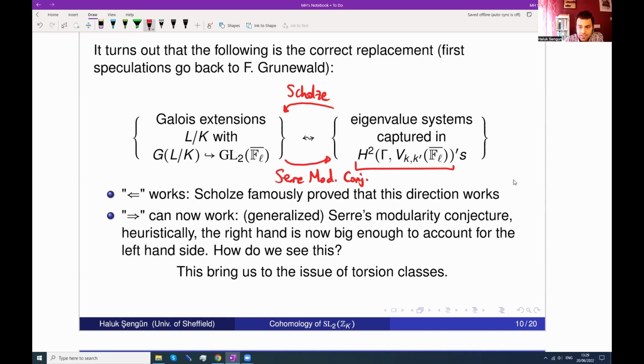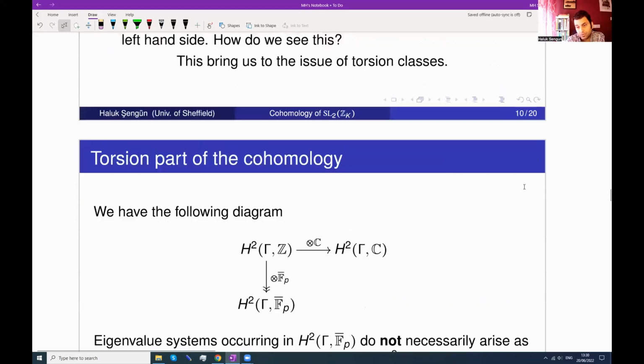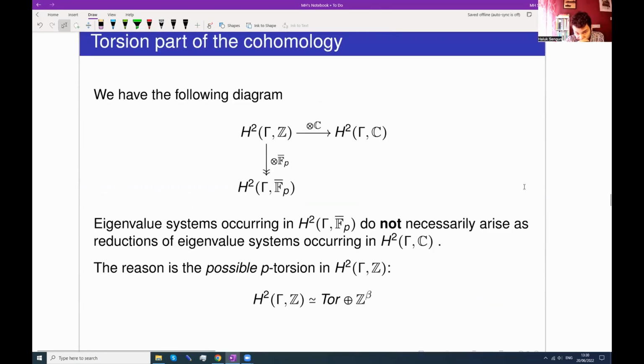And why is the right-hand side much bigger? If the eigenvalue systems here are not coming from mod L reductions of automorphic forms, Bianchi modular forms, where are they coming from? That brings us to the torsion cohomology.